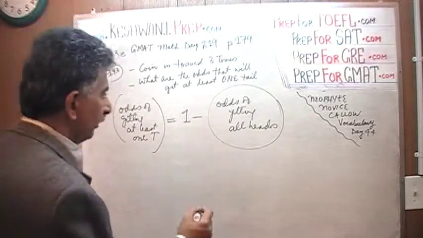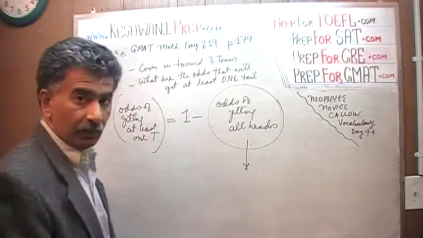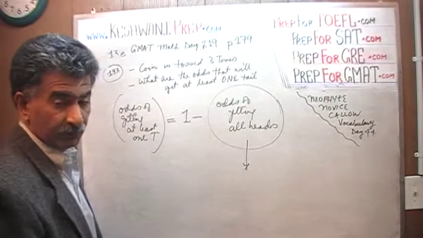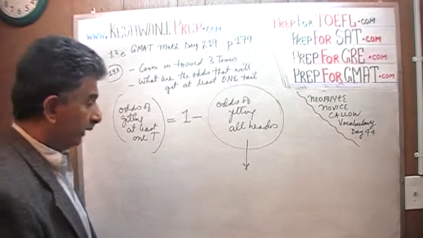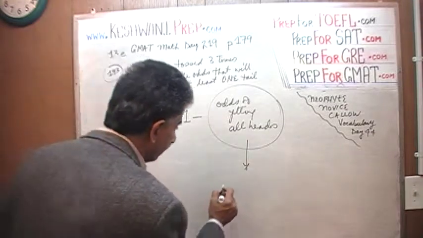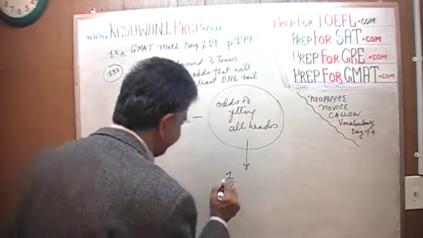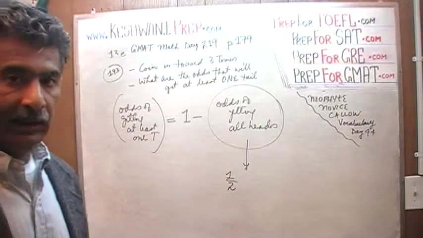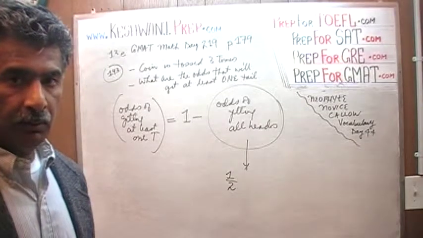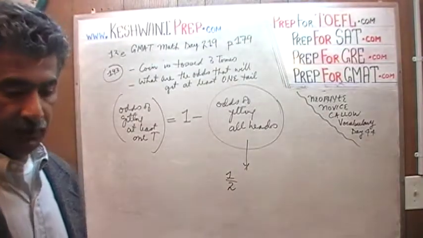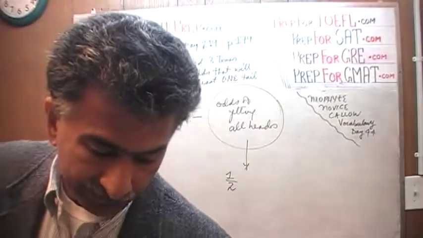What are the odds of getting all heads? There are three tosses that we're going to make. The odds of getting the head on the first toss is 1/2. What are the odds of getting the head on the second toss? In the jargon of statistics, these are called independent events.